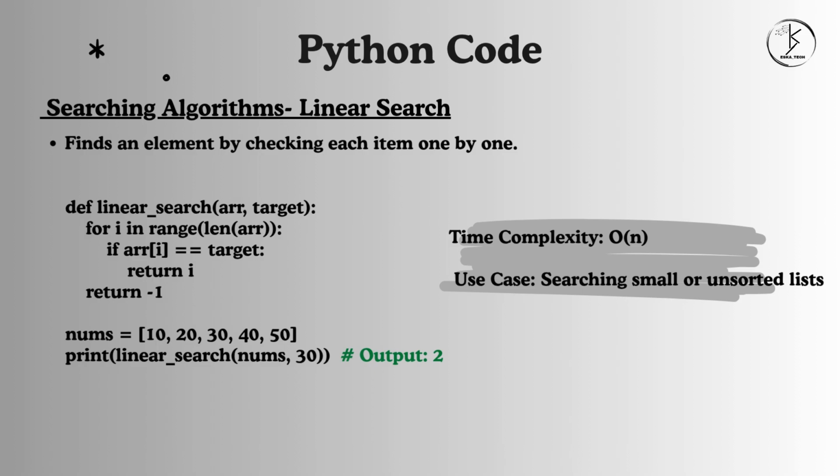Searching algorithms help us find an element inside a collection. The simplest one is linear search. It checks each element one by one until it finds the target. It's easy to understand but not efficient for large data because it takes big O of n time.